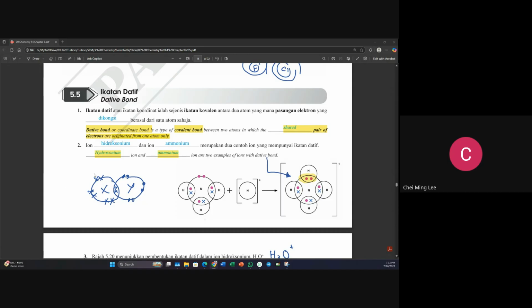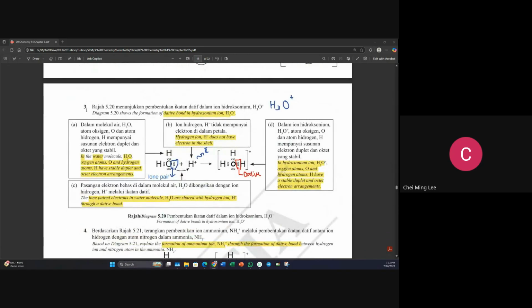Done? Good. Now let's continue. You see from this diagram 5.2, it shows the formation of a dative bond in the hydroxonium ion, which is H3O. H3O you should get a positive.